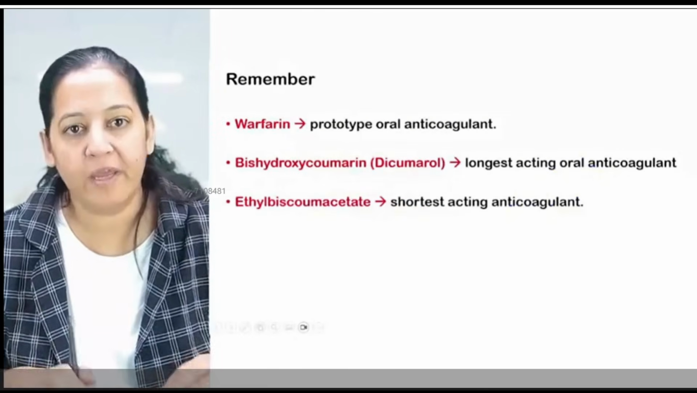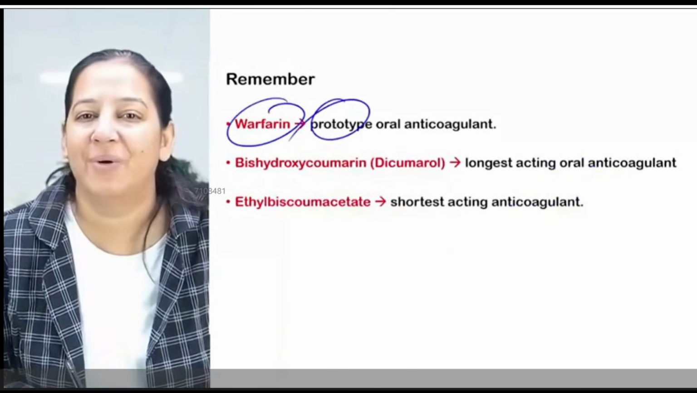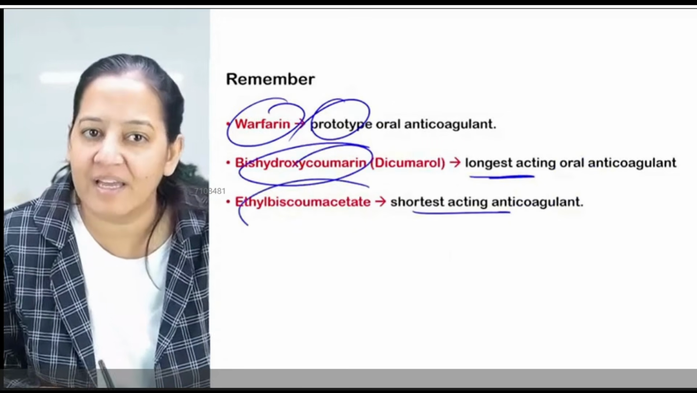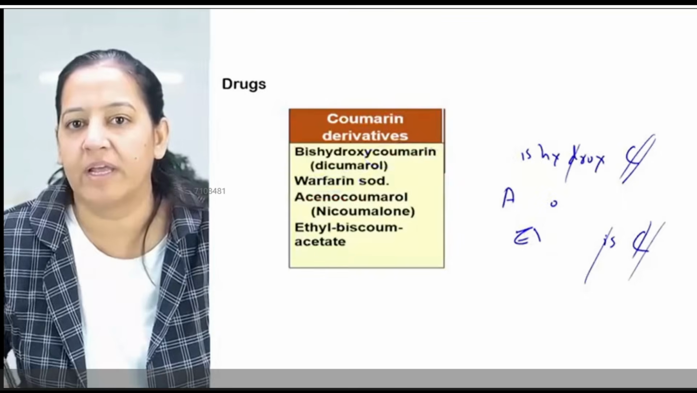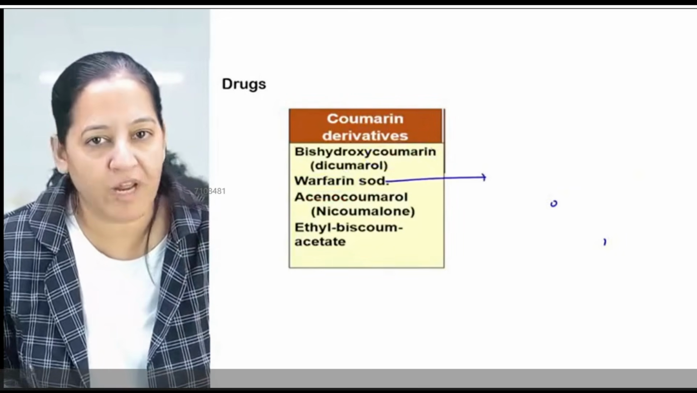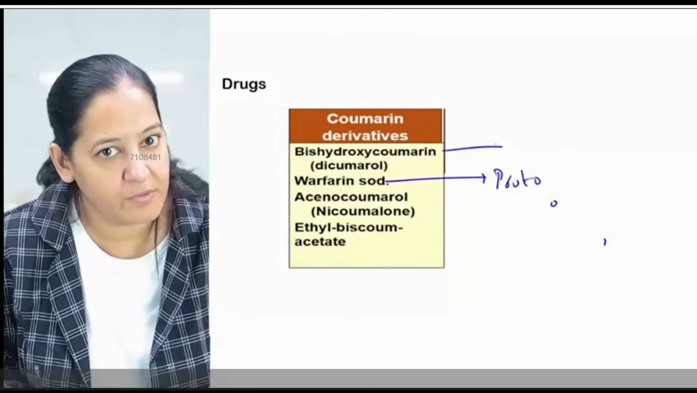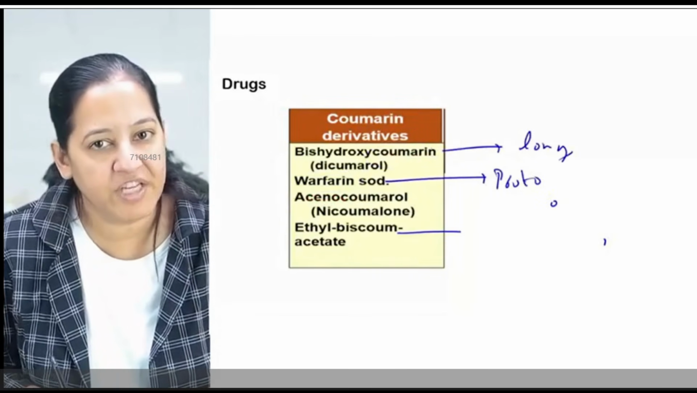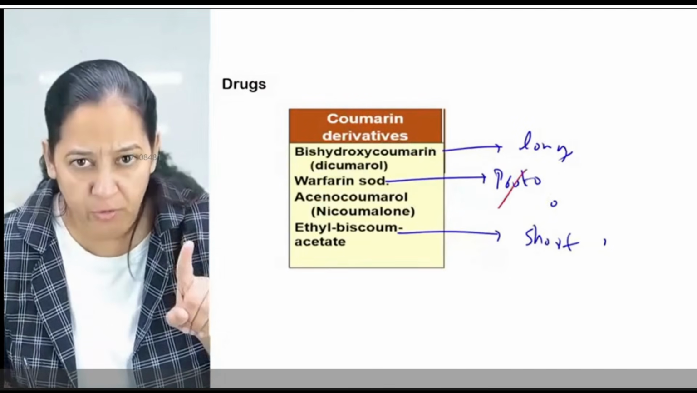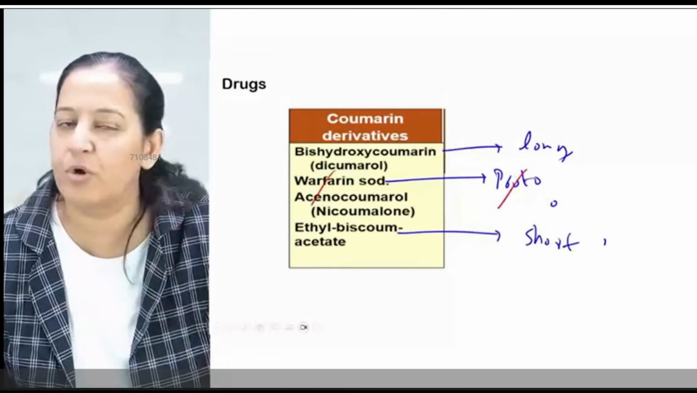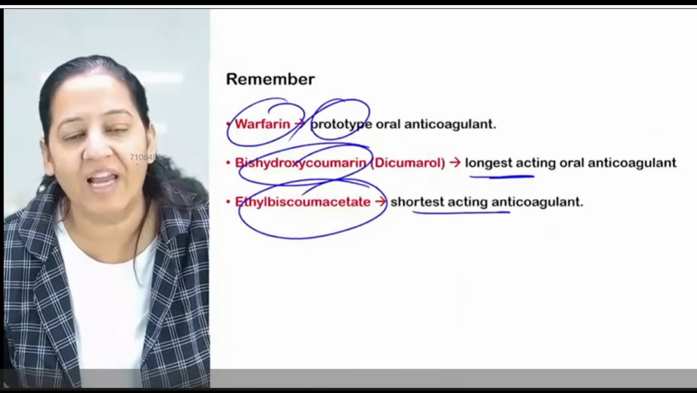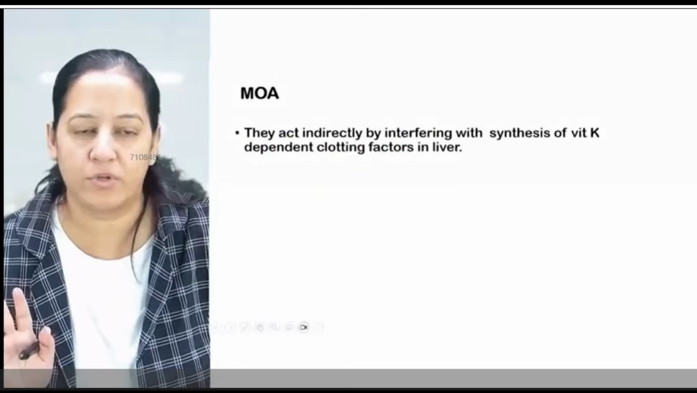These are the drugs. Warfarin is the prototype. The longest acting is bis hydroxycoumarin, and the shortest acting is ethyl bis coumaroacetate. You can write it down here only. Among the four, this one is the prototype, this one is longest acting, and this one is shortest acting. You get MCQs on that. Which is the prototype? Warfarin, but it is neither longest nor shortest. The longest one is bis hydroxycoumarin and the shortest one is ethyl bis coumaroacetate. So this is what you have to learn.